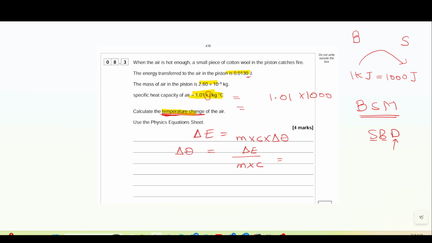1.01 times 1000 is 1010. Exactly, 1010. Now it is in joules. Now plug all the values into the formula. We have the same units. So before applying values into the equation, make sure you check the units. Let me know the answer after doing the math.